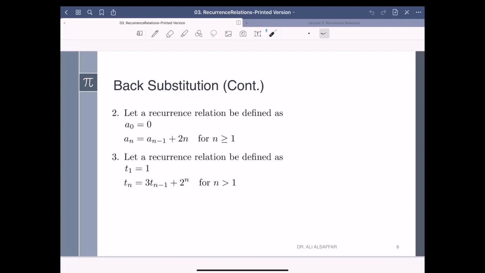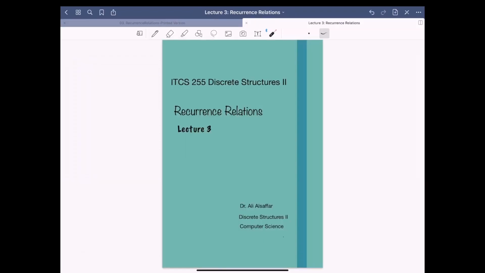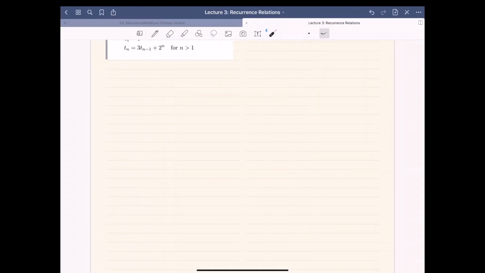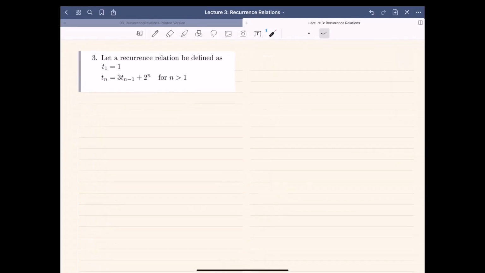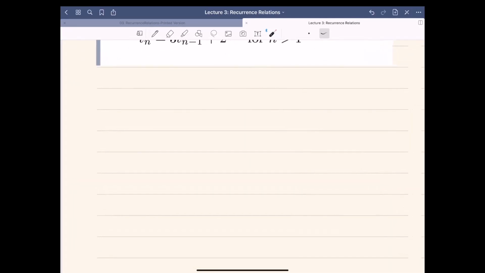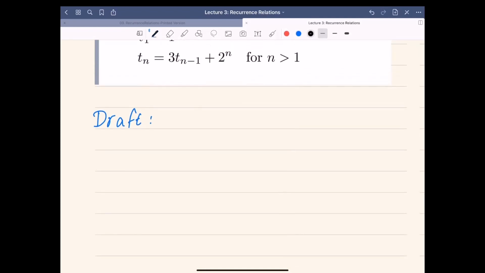So for today, we're going to solve the third question on back substitution, and then we will start a new topic on discovering other methods for solving or finding a solution of recurrence relations. As the steps explained in the last lecture, on the draft side, we try to enumerate or find a few terms of Tn, starting from Tn minus 1, Tn minus 2, because this is back substitution.